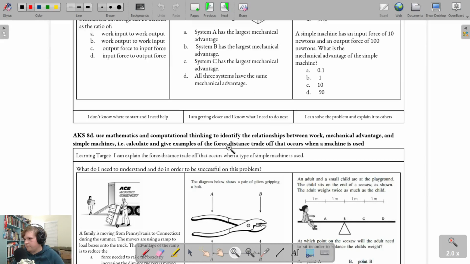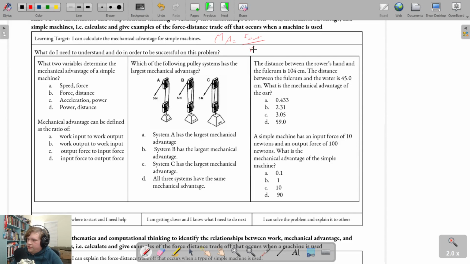All right, I can calculate the mechanical advantage for simple machines. Now, mechanical advantage, first and foremost, we know that mechanical advantage is equal to F out over F in. Okay, so the output force over the input force is our mechanical advantage. We know it is a ratio, meaning it is a division. And since it is a ratio, there are no units. Okay, these are things we know already. So using this idea, no units, it's a ratio, it is our force out over our force in, we can go and solve the problems.